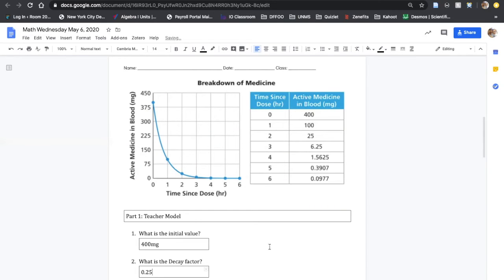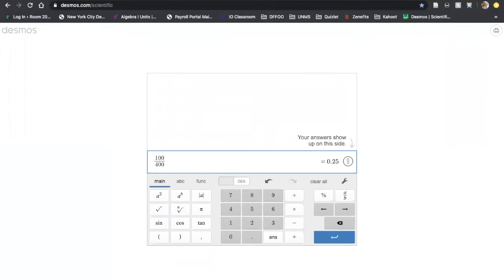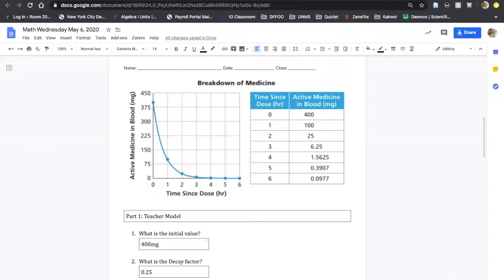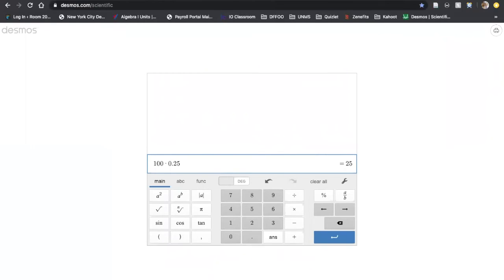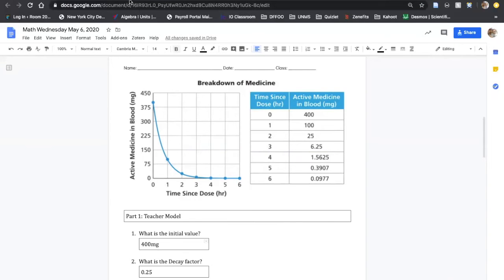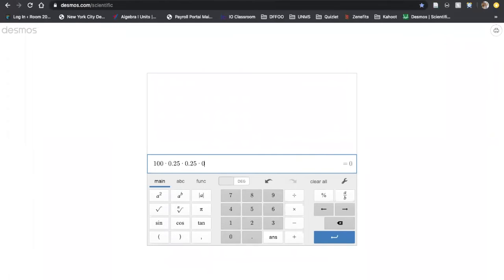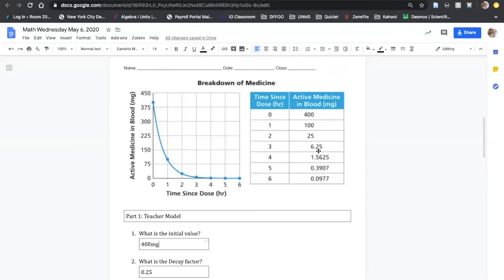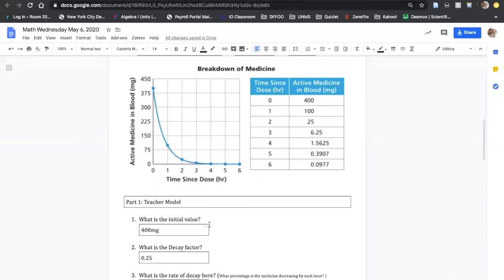So in this case, my decay factor is 0.25. And I could check that, right? If I take 100 times 0.25 to see what would happen next, I see 25. Does that match the table? Yes. And then all I have to do again is multiply again by 0.25. And I see I got 6.25. Yep. I multiply again by 0.25, 1.5625, right? So that looks like it works as my decay factor.